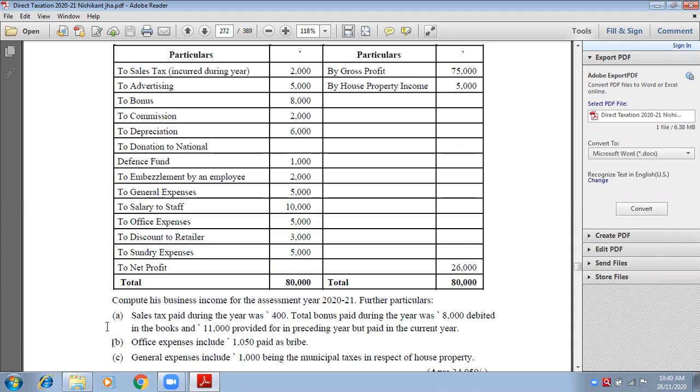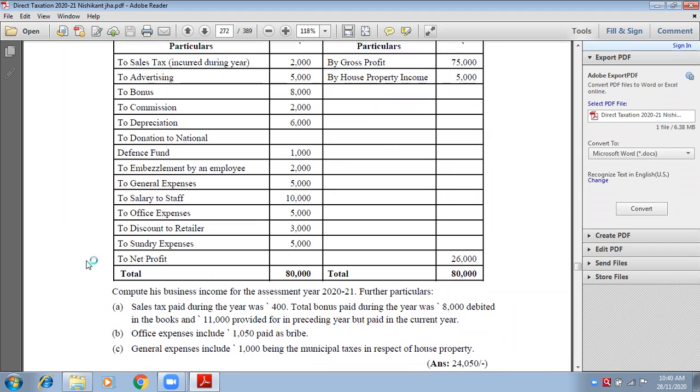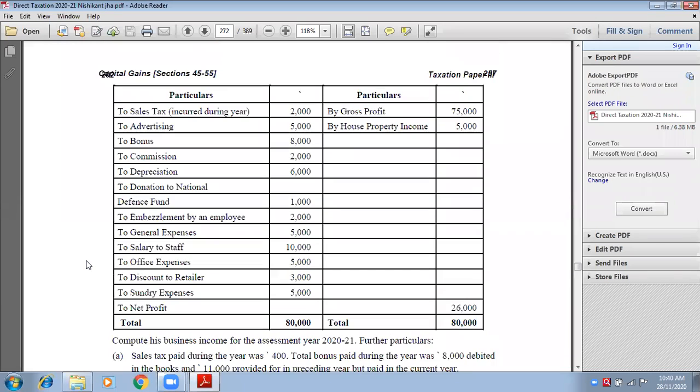So let me come to adjustments now. Now look at this point very carefully. Very, very carefully. Sales tax paid during the year was 400. Only 400 was paid during the year. Paid means paid, and another amount will be outstanding. See, very clear, very simple point. You only have to understand, and then you will be able to solve it.